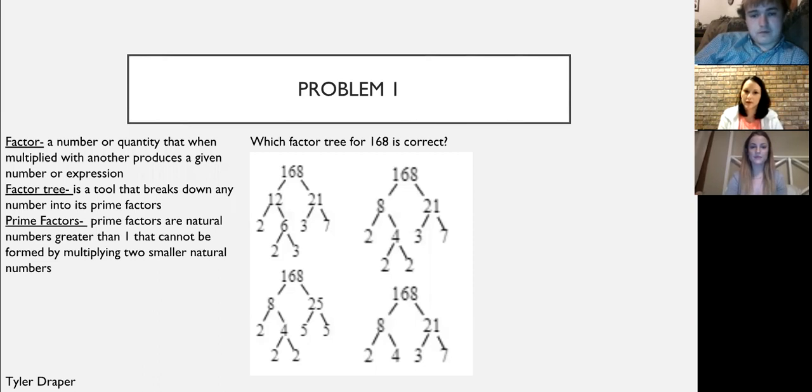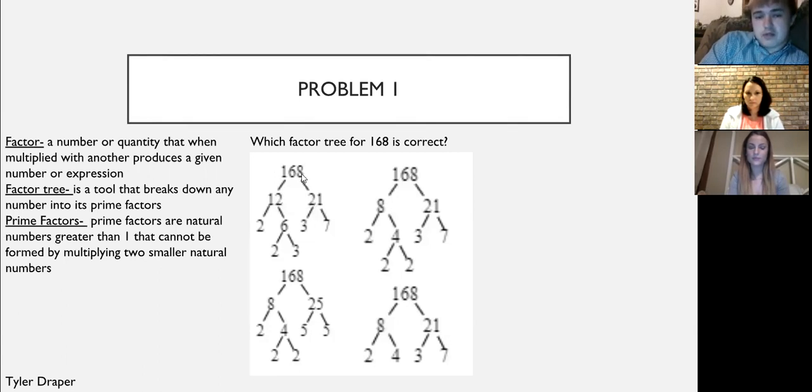So, Tyler, which factor tree for 168 is correct? All right, so first we need to know what a factor is. A factor is a number or quantity that, when multiplied, produces a given number or expression. So, for instance, 2 times 2 equals 4. 2 and 2 would be factors. A factor tree is a tool we use to break down the factors. And when we break down the factors all the way, we get prime factors, which are numbers that cannot be divided down any further. So this first one here, we have 168.